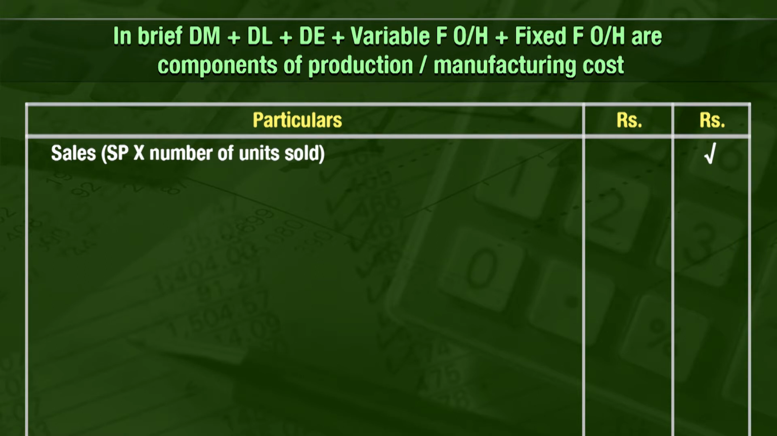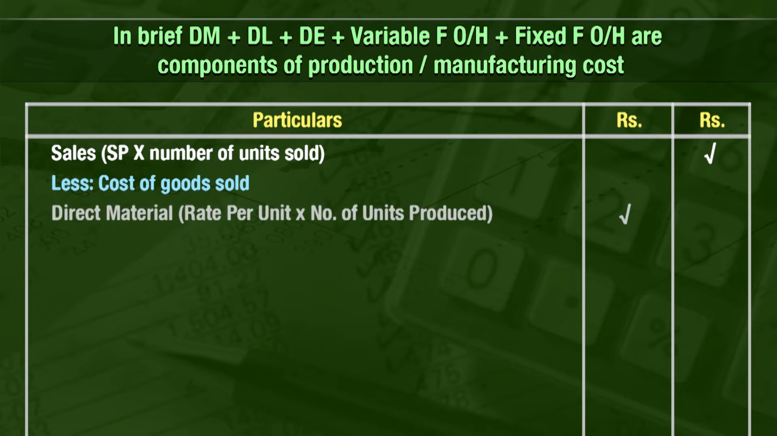Here, selling price is to be multiplied with the number of units. From that we have to deduct the cost of goods sold. Cost of goods sold is considered as a production cost. In this cost of goods sold, the first item is direct material.